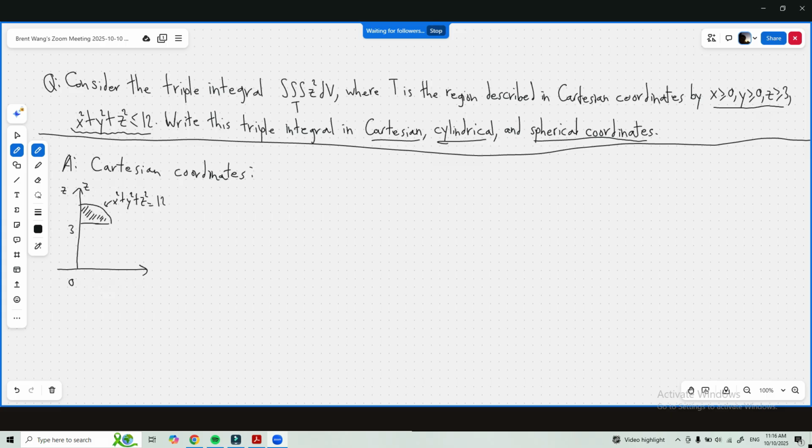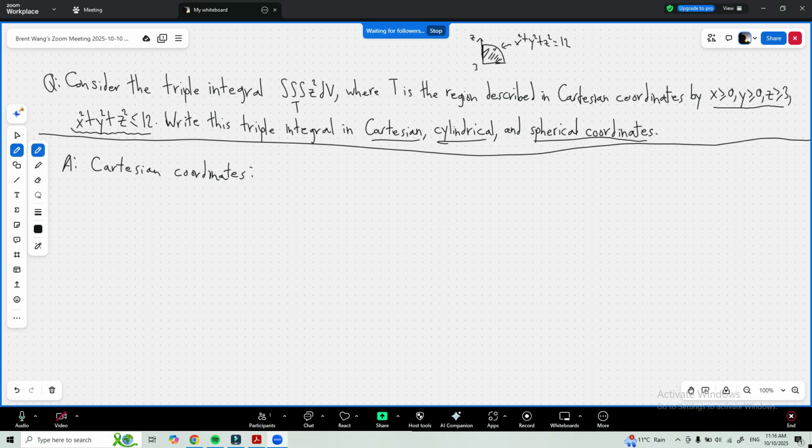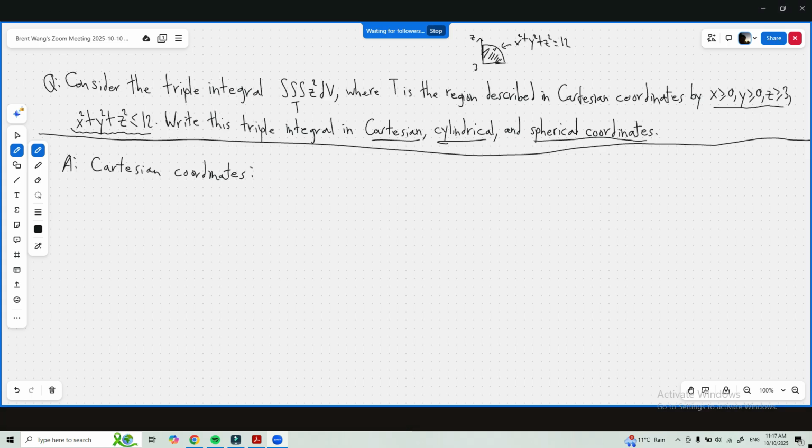I'm actually going to draw this diagram on here so it doesn't interfere with what I'm trying to do. So z, and z equals 3 is somewhere here. This is what we're asked to do. So in Cartesian coordinates, we can do it in any order we want. For convenience sake, I'm going to do it in the order of dz, dy, dx. Z squared dz, dy, dx.